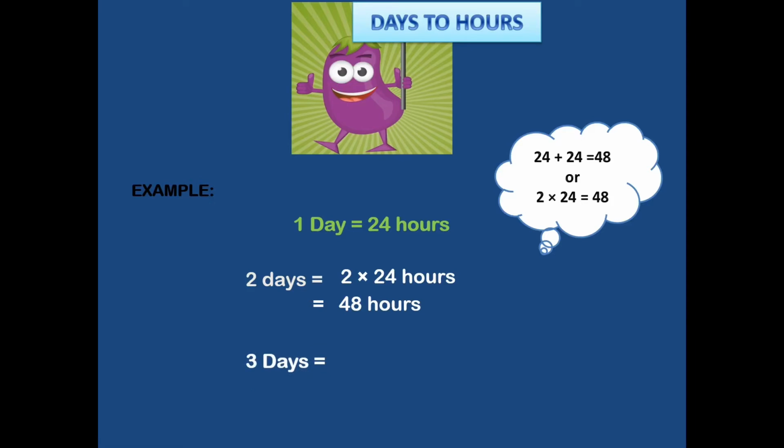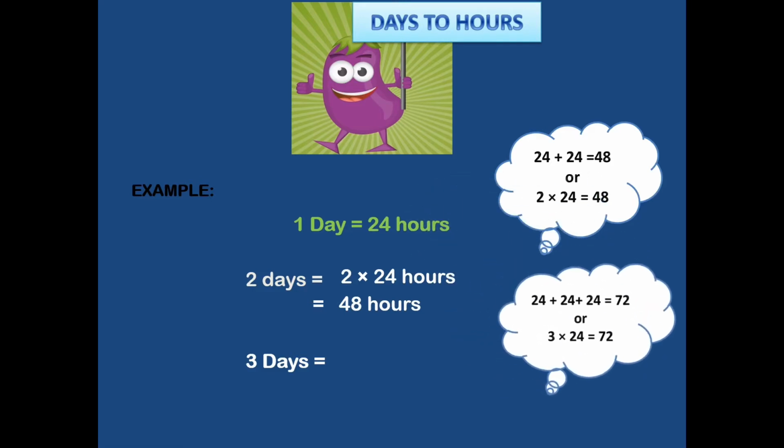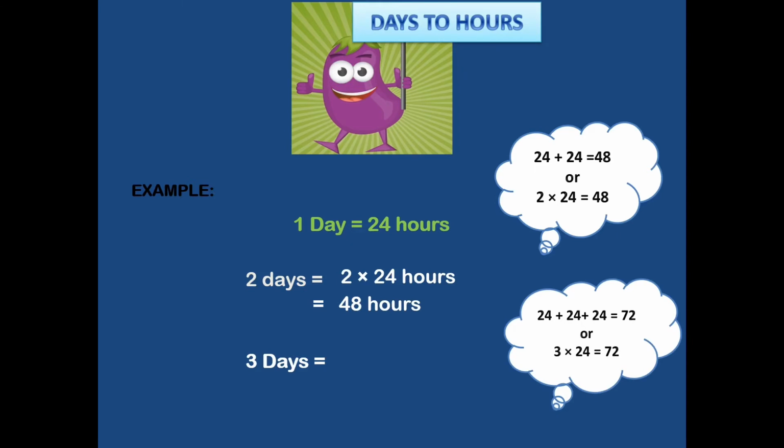Now similarly, if you want to calculate the number of hours in 3 days, you will either add 24 to itself thrice or multiply 3 by 24 to get your answer, that is 72 hours.